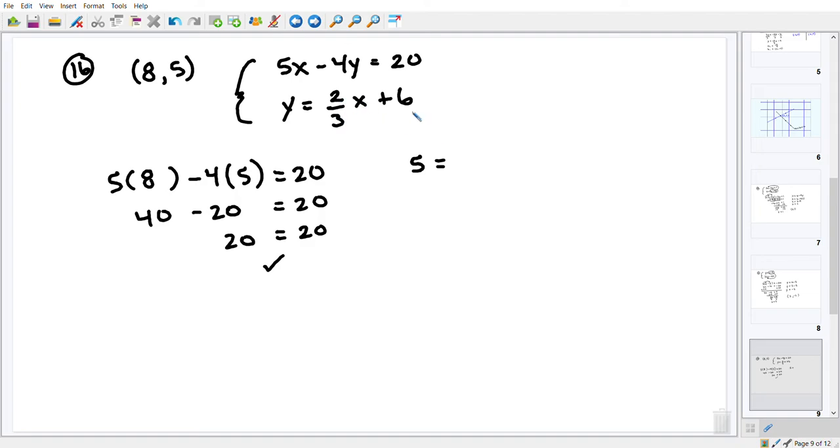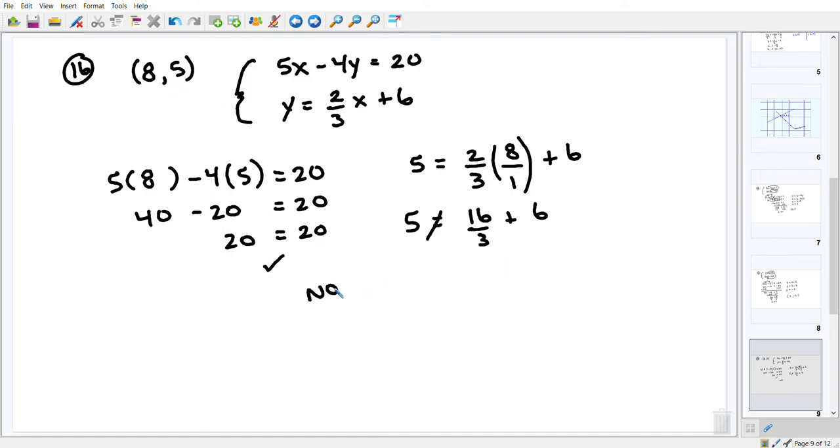Then it says 2/3 x. X is 8 over 1. So 2/3 times 8 over 1 plus a 6. Can I cross cancel? No. So if I multiply, that'd be 16 over 3. Wait a minute. If I already have a positive 6 and I try adding more, is there any way that that's going to come out to an answer of 5? No. So right there, I could even just say, not going to work. So that means 8, 5 is not my solution. So we're just going to say no solution.